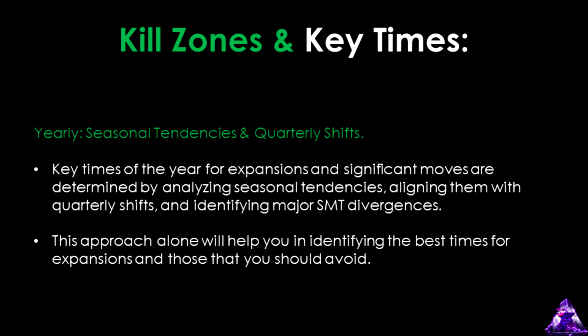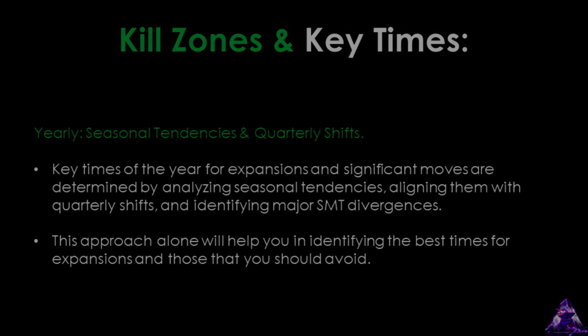As I mentioned earlier, for the yearly range, you'll use concepts like seasonal tendencies and quarterly shifts. Significant moves and expansions throughout the year can be identified by analysing these seasonal tendencies, aligning them with quarterly shifts, and checking for major SMT divergences. I will be creating a video next week on this process, so you should watch that for a better understanding. With this approach, you'll be able to identify the best month within the yearly range for expansions and significant moves.